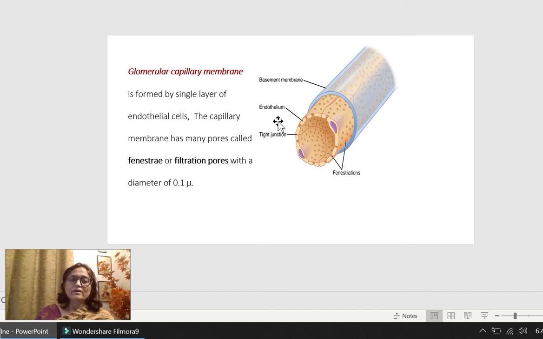Here you can understand the structure of the filtration membrane. The first is the glomerular capillary membrane. It is made up of endothelial cells having pore-like structures. We call them fenestrae. So many pores are visible here. The function of these pores is filtration. And these are the two basement membranes separated by pedicels and podocytes. The diameter of these fenestrae, or the slit-like apertures, is 0.1 micrometer.